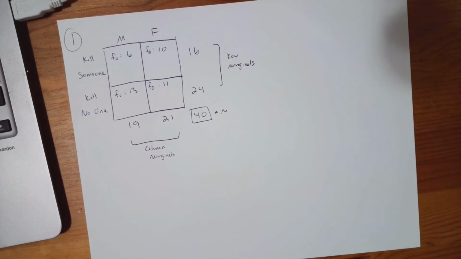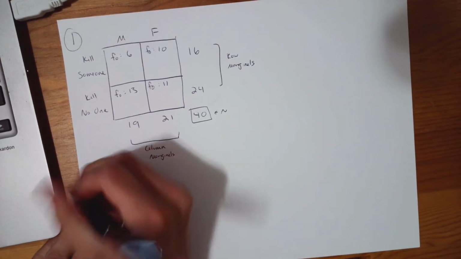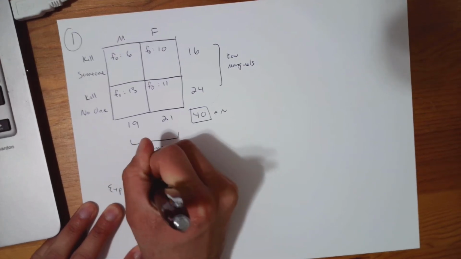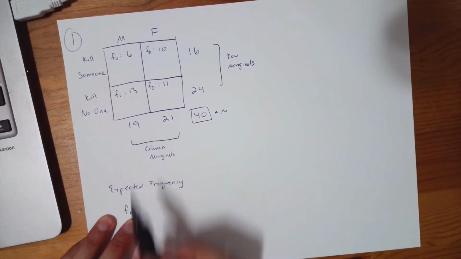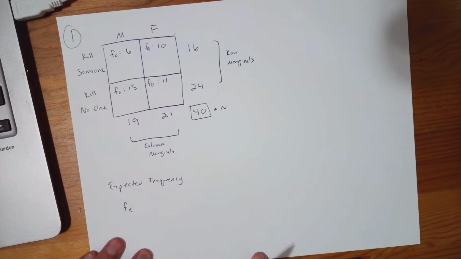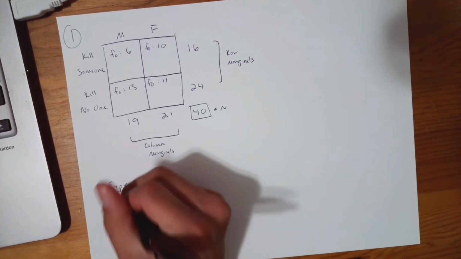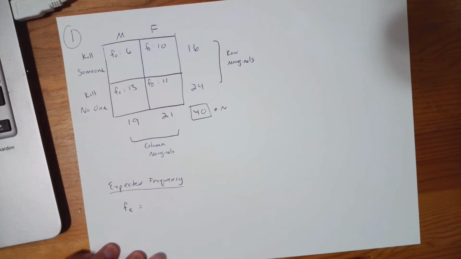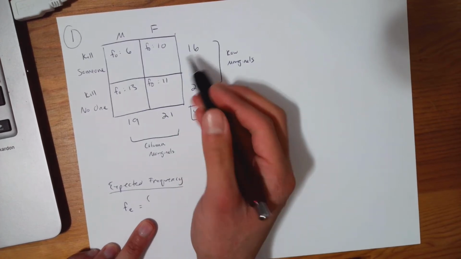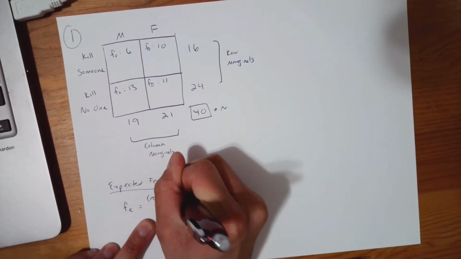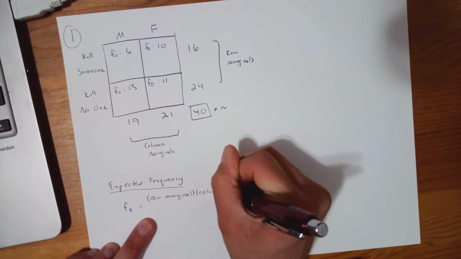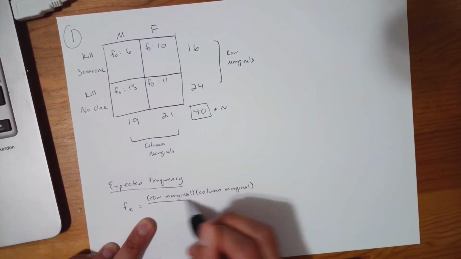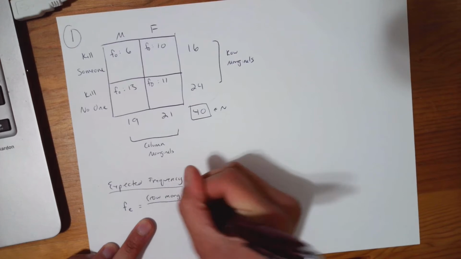Alright, so the thing that we want to calculate over here is the expected frequency. We refer to the expected frequency as FE. So we have FO for observed frequency and FE for expected frequency. To calculate the expected frequency, we're going to use this equation here. We're going to take the row marginal that corresponds to a particular cell, multiply it times the column marginal for that cell, and then divide by the total number of observations.